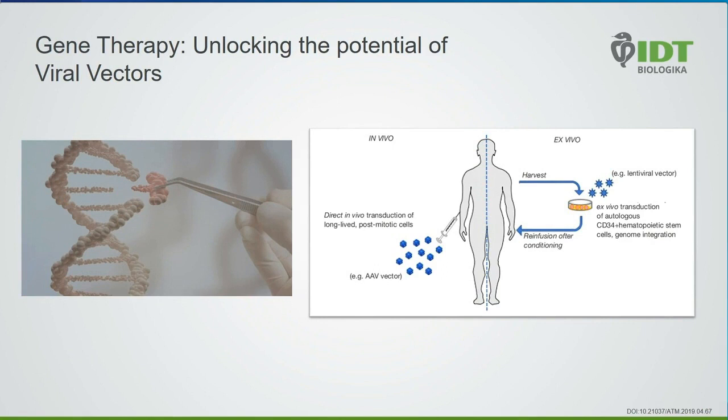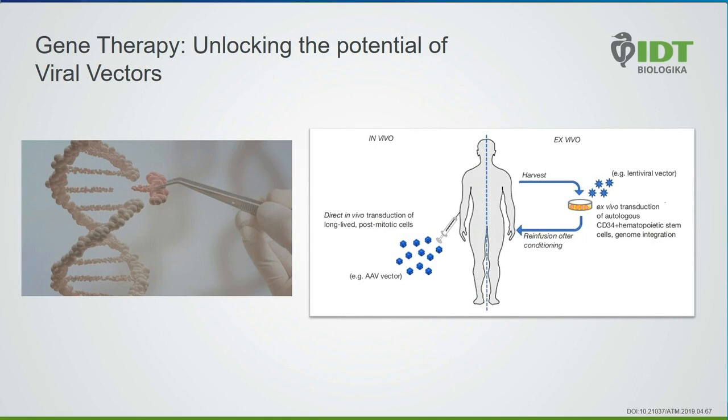And this can be done in one of two ways. The first one is an in vivo strategy where your gene of interest is packaged into the viral vector, and the viral vector, which is now your therapeutic, is injected directly into the patient. A very good example that uses this type of strategy would be AAV.